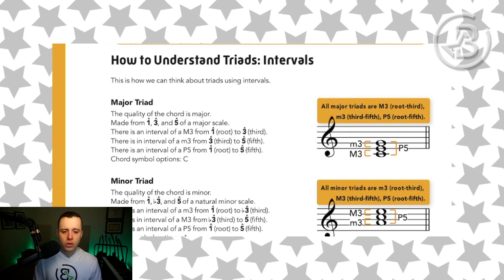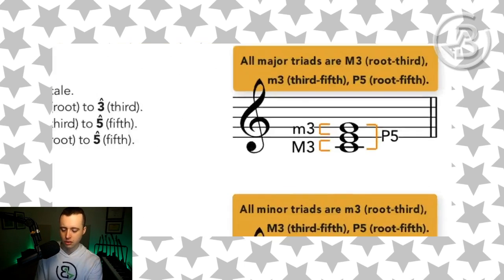In this lesson, you are going to understand how to think about major triads in terms of intervals. So let's get started. The quality of the chord for a major triad is major. We know that we can make a major triad from scale degree 1, 3, and 5 of a major scale, but we're going to call them root, third, and fifth because it's a chord, it's not a scale. There is an interval of a major third from scale degree 1, or the root, to scale degree 3, which is the third. Let's zoom in and take a look at that.